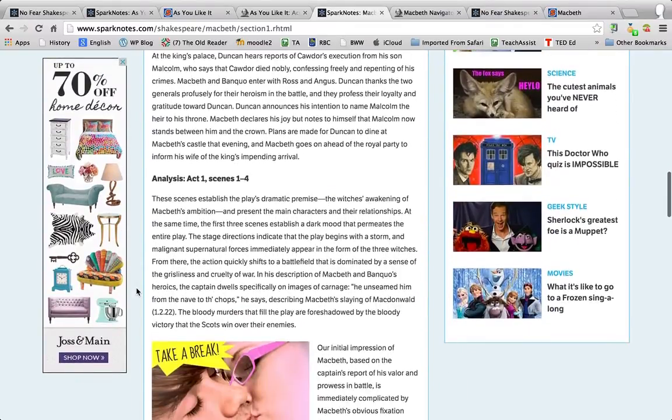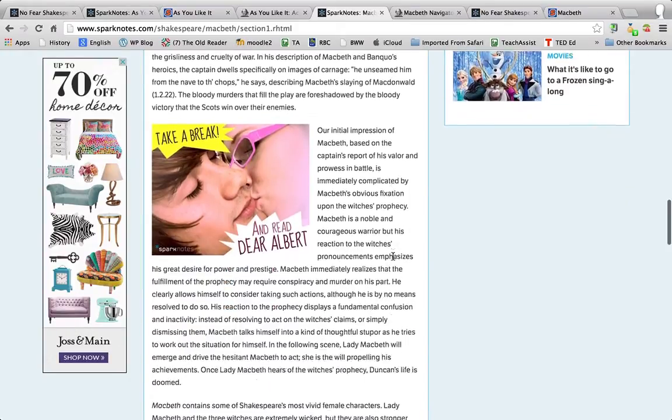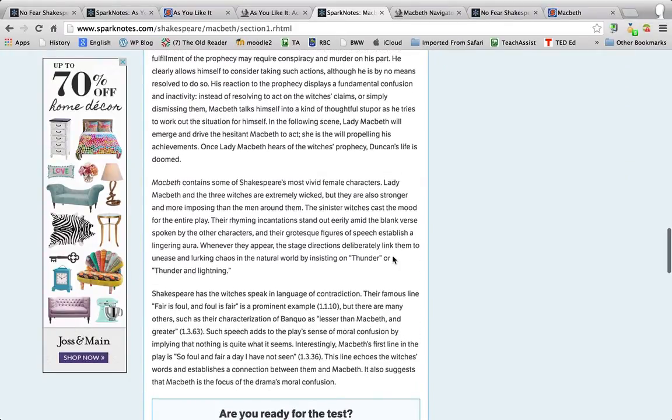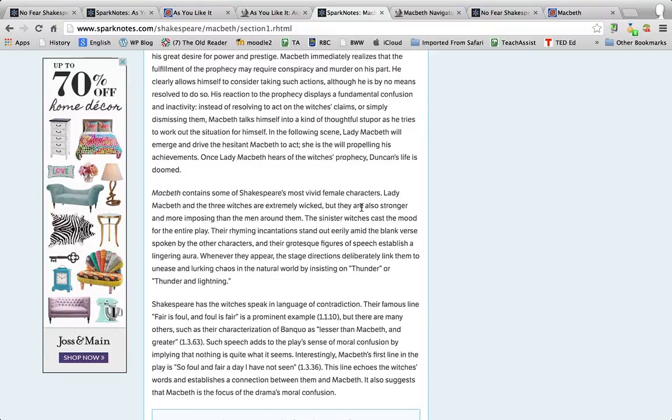What else I like about it is that it usually analyzes the main chunk, in this case Scenes 1 to 4. It'll talk a little bit about some themes, some deeper ideas. So I usually start here to get a general understanding of what's happening.